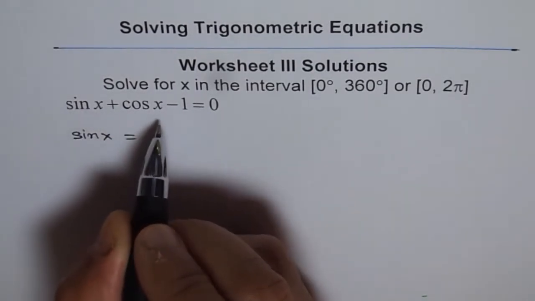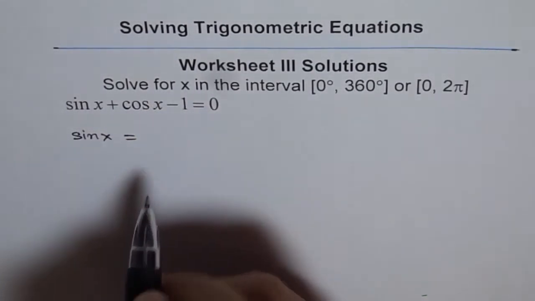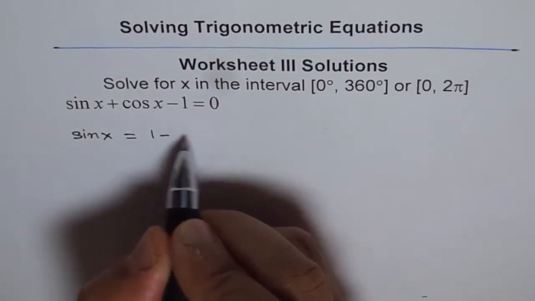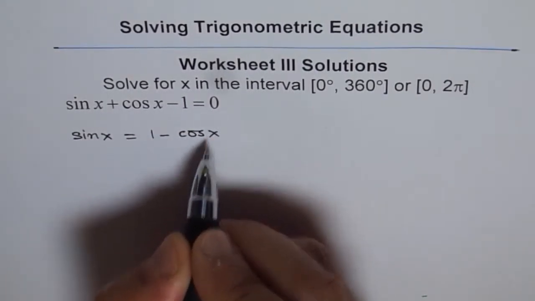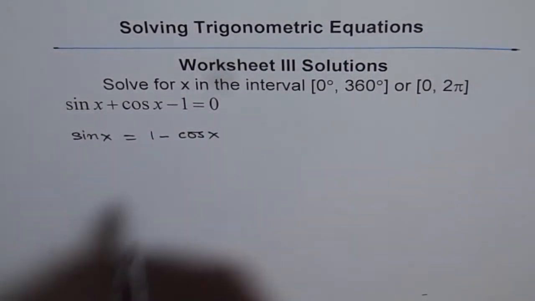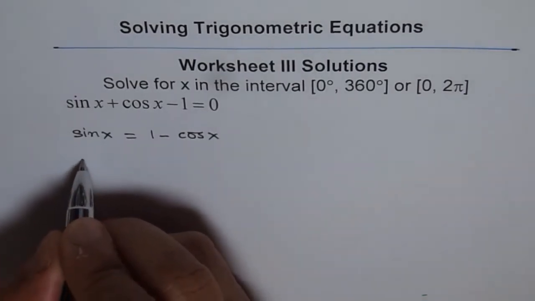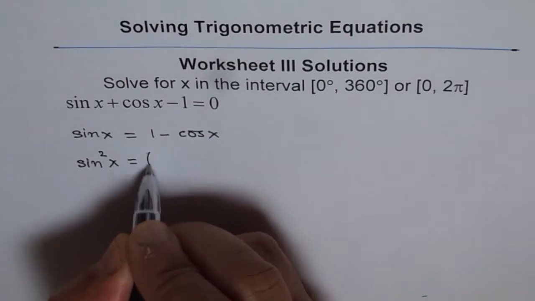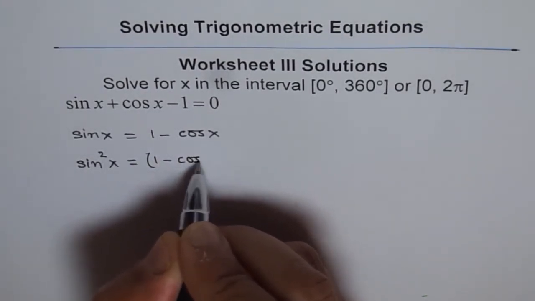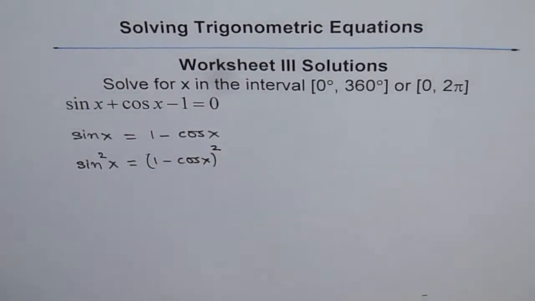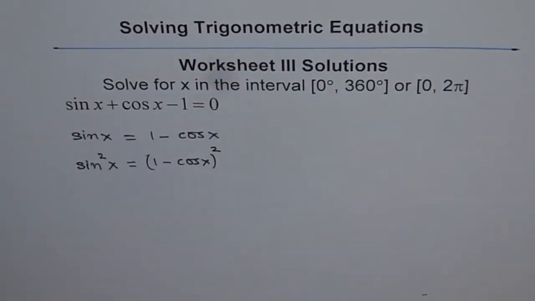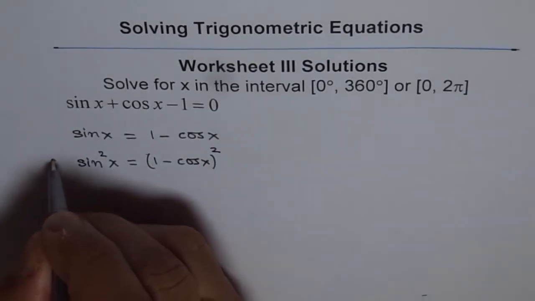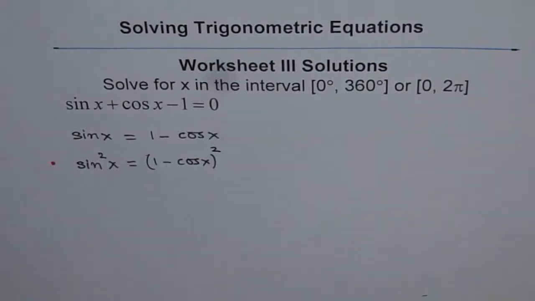So sin x can be written as, we'll take these terms to the right side, so we get 1 minus cos x. Now we can square both sides, correct? If we square both sides, we get sin square x equals 1 minus cos x whole square. Remember one thing: when you do this step of squaring, you have incorporated errors, and so I'm putting a red dot here.